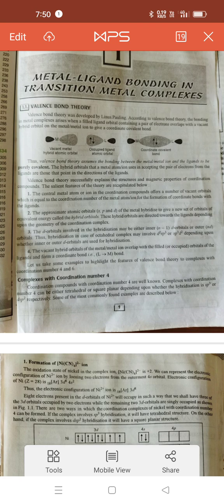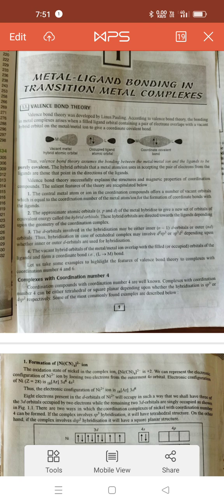So, there are some postulates of the valence bond theory. The first postulate is that the central metal atom or ion in the coordination compound offers a number of vacant orbitals which is equal to the coordination number of the metal atom or ion for the formation of coordinate bonds with the ligands. Second, the appropriate atomic orbitals s, p or d of the metal hybridize to give a new set of orbitals of equivalent energy called hybrid orbitals. The hybrid orbitals are directed towards the ligands depending upon the geometry of the coordination compound.